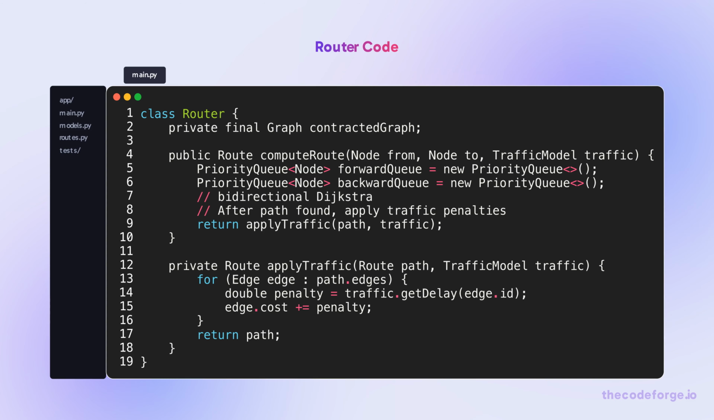Here's a simplified CH-based router. It runs bidirectional Dijkstra on the contracted graph, then applies traffic penalties to each edge. This is why traffic-aware routes are slightly slower to compute.